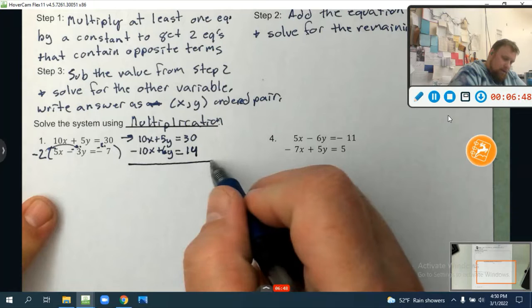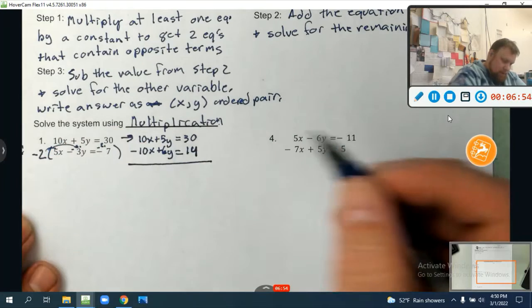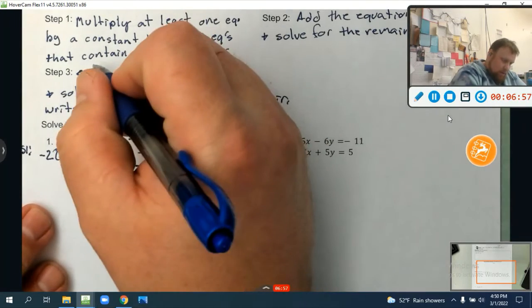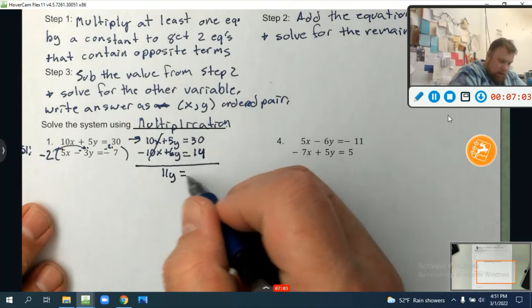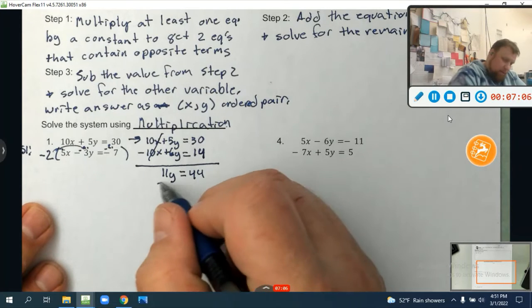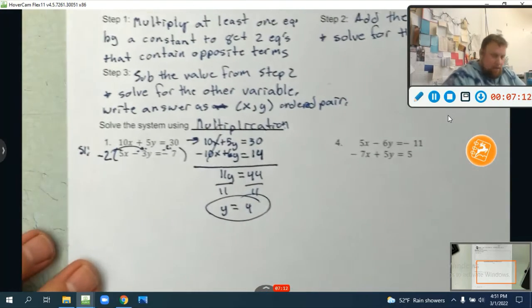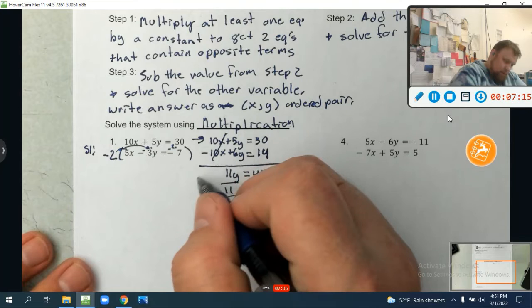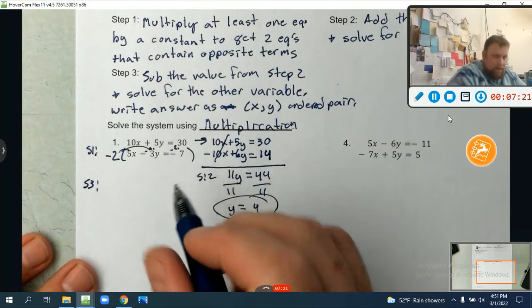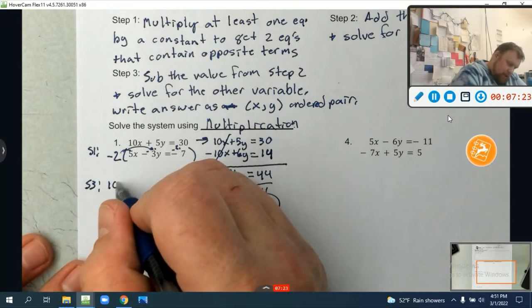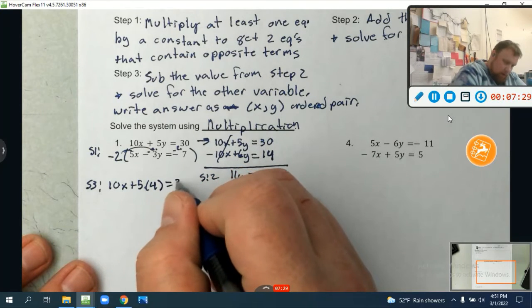Okay. Now we're going to add straight down. So this was step 1. And add straight down. X's are gone. I have 11y equals 44. Oh, that's nice. Divide both sides by 11. Y equals 4. Okay? Now let's go on to, that was step 2. We're going to do step 3 over here. We're going to plug that 4 into the top equation. So I have 10x plus 5 times 4 equals 30.